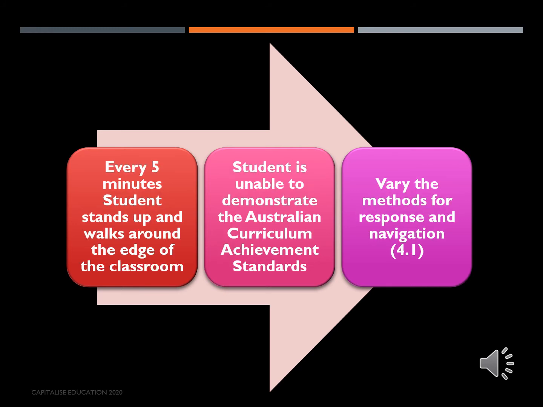Our final characteristic for our student is that every 5 minutes, the student stands up and walks around the edge of the classroom. The functional impact is that the student is unable to demonstrate the Australian curriculum achievement standards. Now that we've identified the functional impact, we can look at the UDL framework and identify some relevant checkpoints. In this case, checkpoint 4.1 would be useful. We could look at varying the methods for response and navigation for our student.